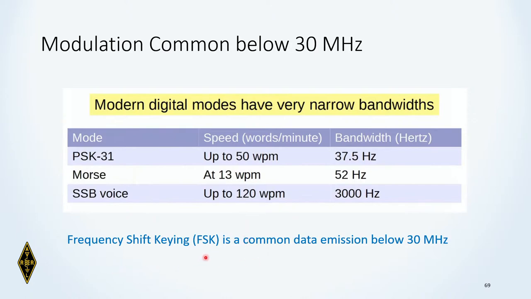So frequency shift keying is a common, and this will show up, they have some really random things in the pool questions. Frequency shift keying is a common data emission below 30 megahertz, FSK. There are different flavors of frequency shift keying. We'll talk about some of them.